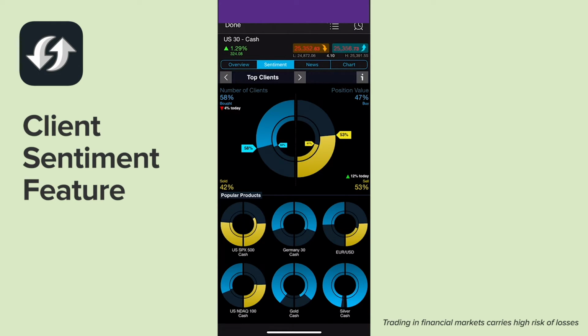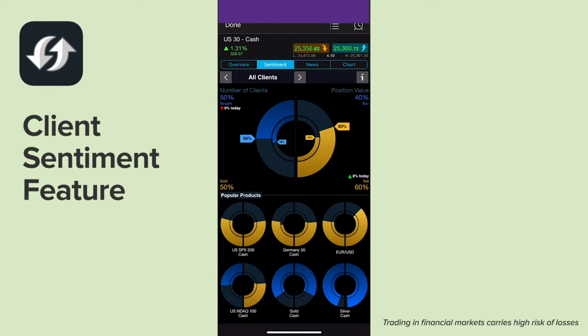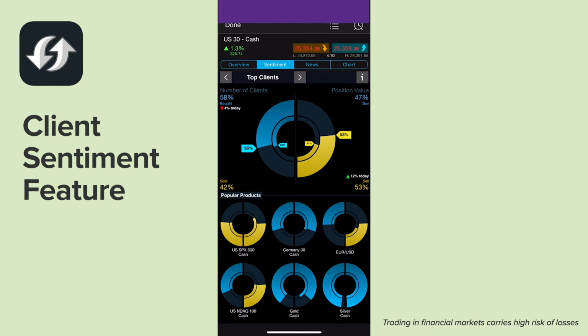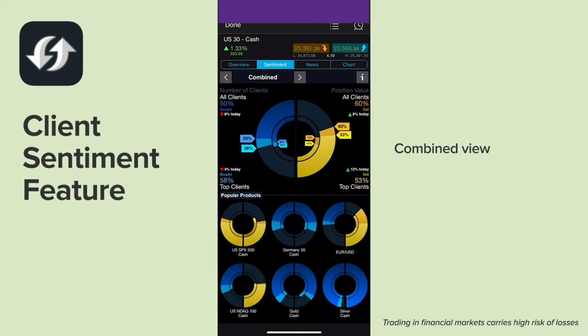Now you can see in this particular instance that when I switch to all clients, I see almost the same percentage. When I switch to top clients, there is a slight change in the percentage, right? It looks kind of similar. But when I flip over to the next side, you will see the combined view. This gives you important information, because when flipped to the combined view, it shows you the overlays, the all and the top clients.